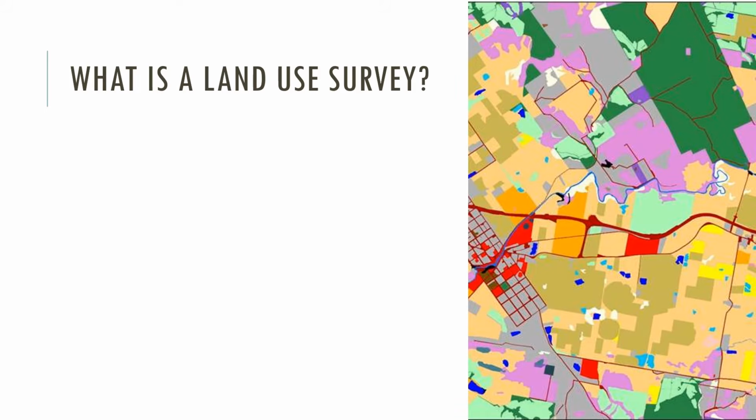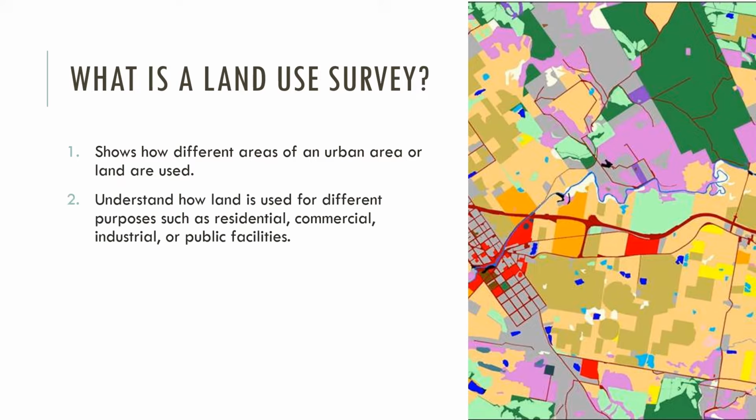So let's kick off. What is a land use survey? A land use survey shows how different areas of an urban area or land are used. So you can see here on the right hand side, this is actually farmland, and all the different colors represent a unique way that this land is being used for farming. Each color is a different crop.